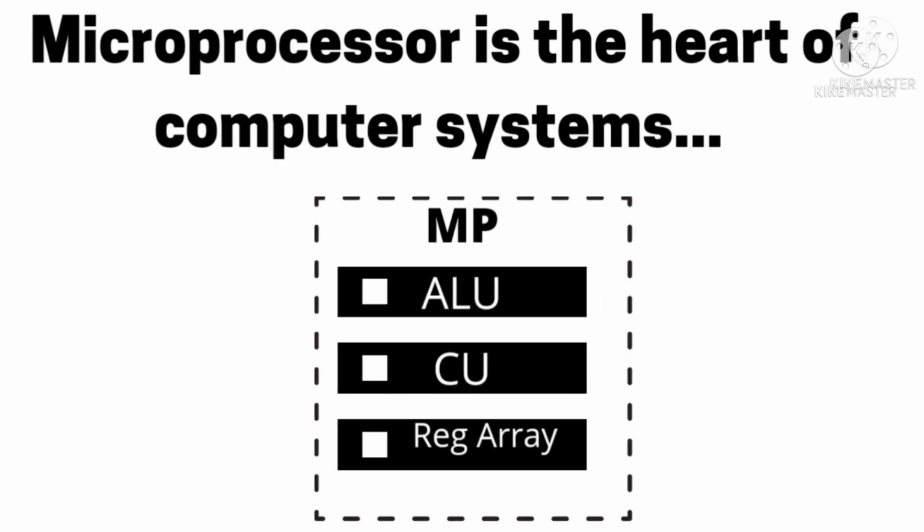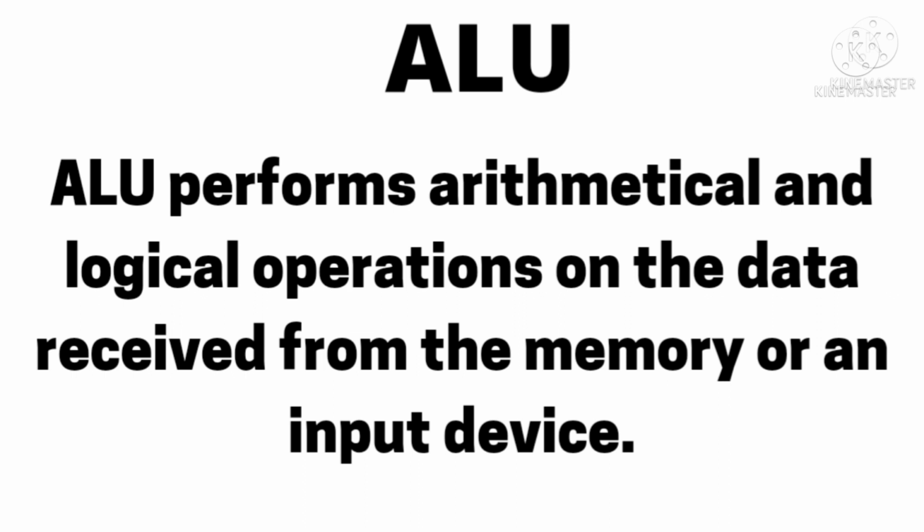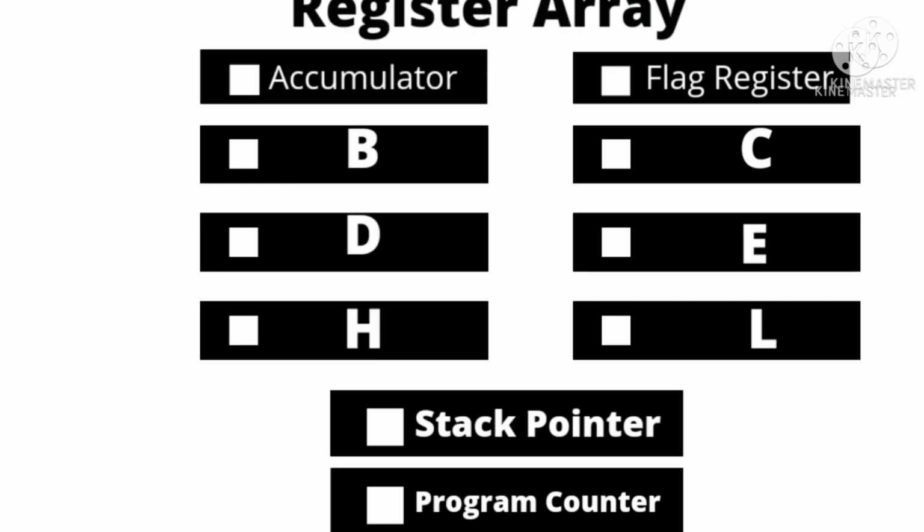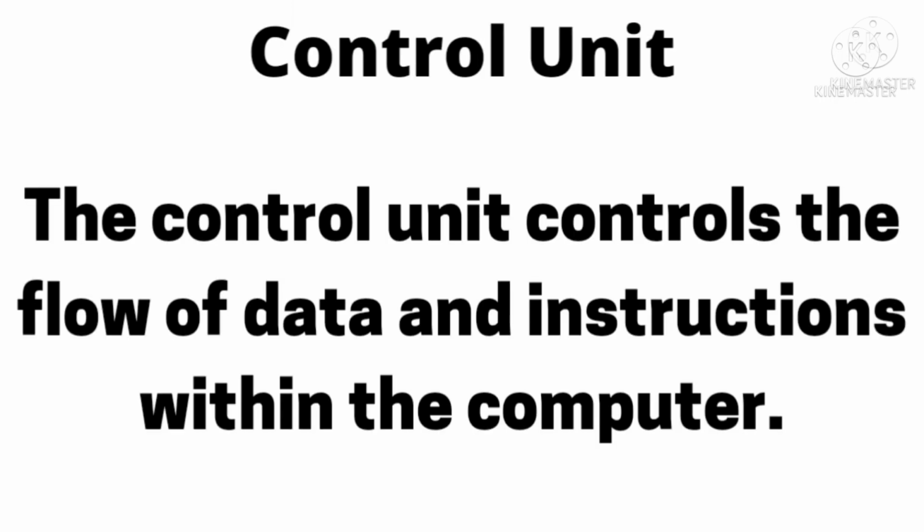Actually, our microprocessor consists of an ALU, a control unit, and a register array. The ALU performs all arithmetic and logical operations on the data received from the memory or from an input device. As we discussed already, our register array consists of many registers like the accumulator, general purpose registers like B, C, D, E, H and L, and the stack pointer, program counter, flag register, etc. Then the control unit controls the flow of data and instructions within the computer.